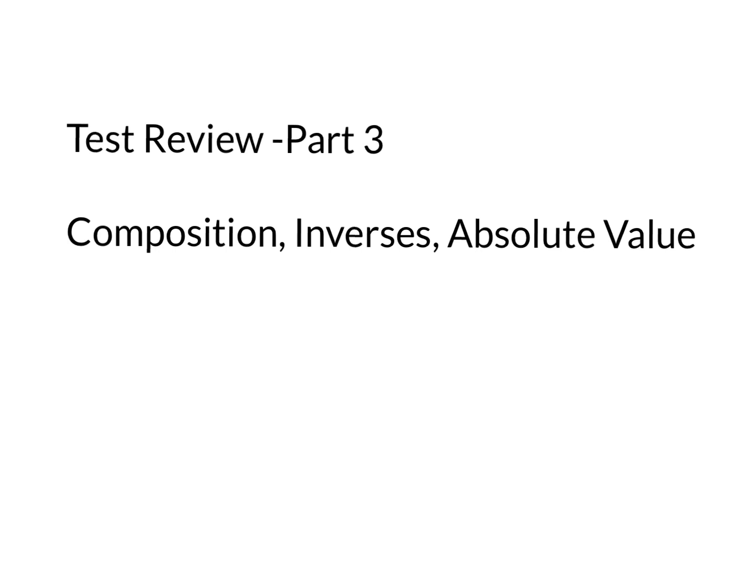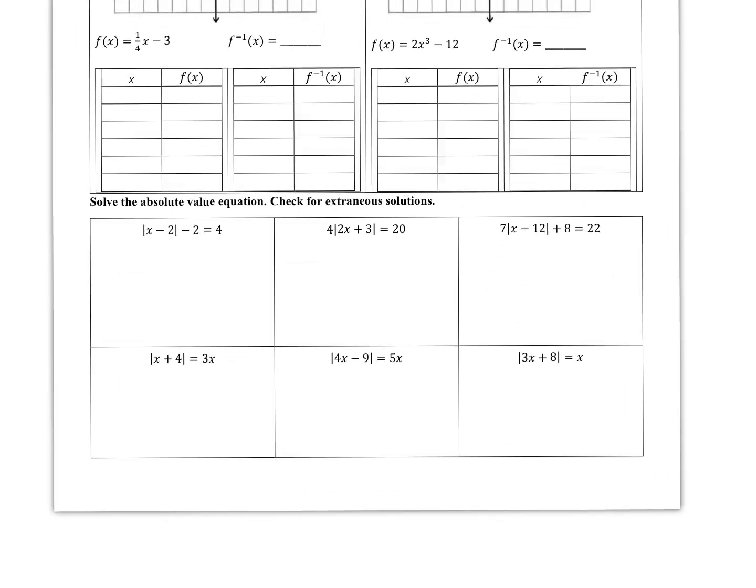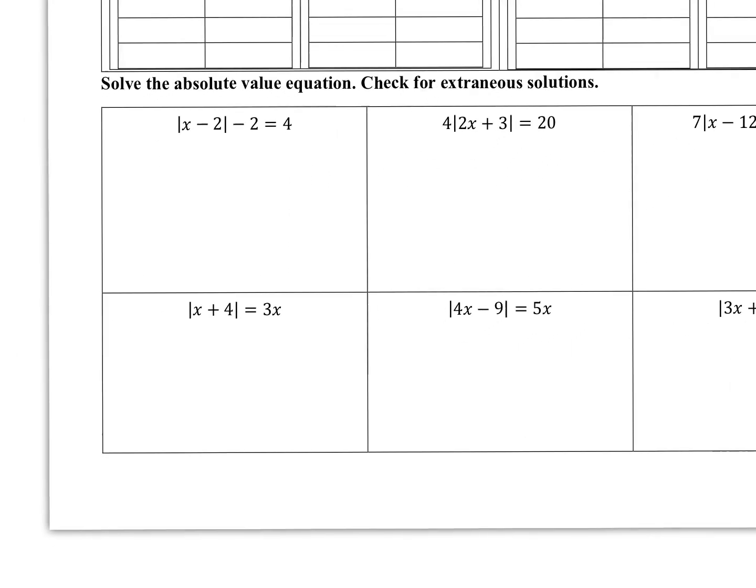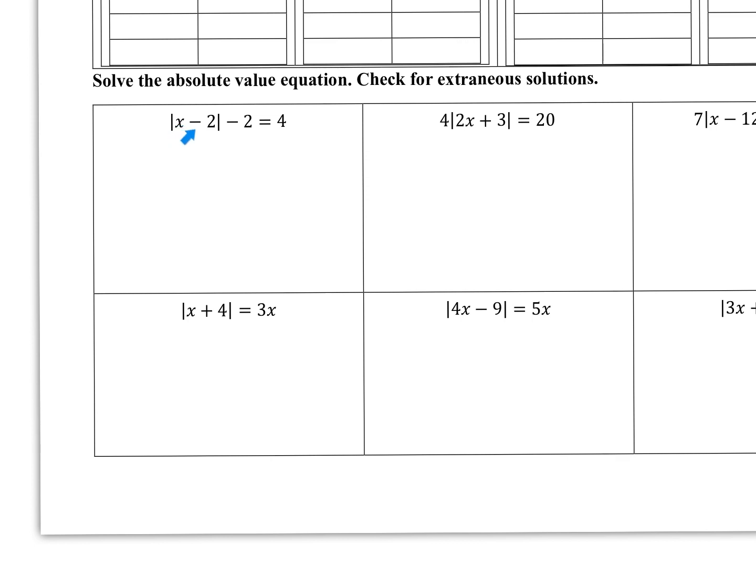Okay, in this part 3 of the test review video, we're going to start with the absolute value equations. All right, so let's jump in right here. So we have the absolute value of x minus 2 equals 4.